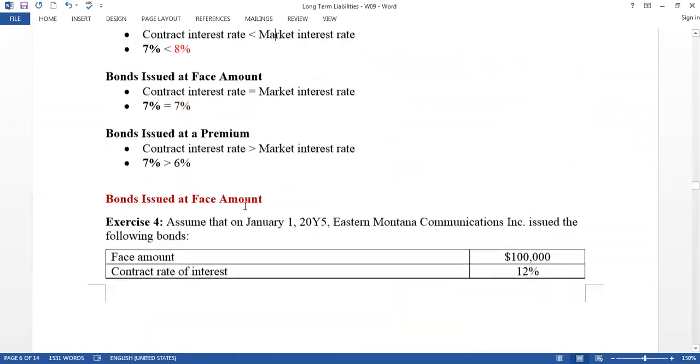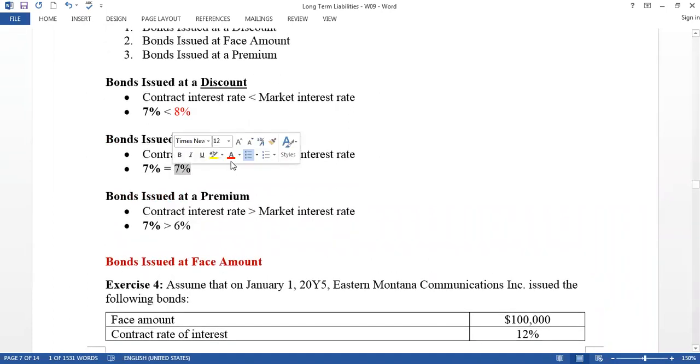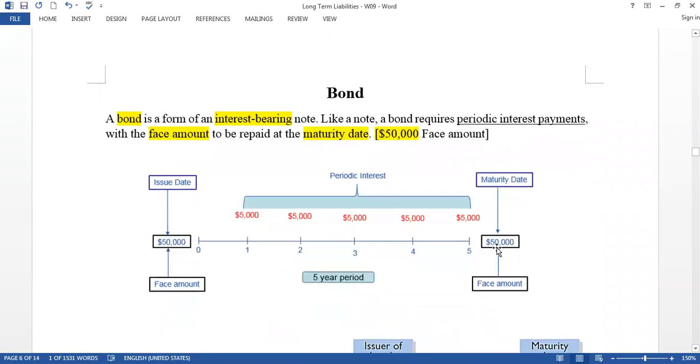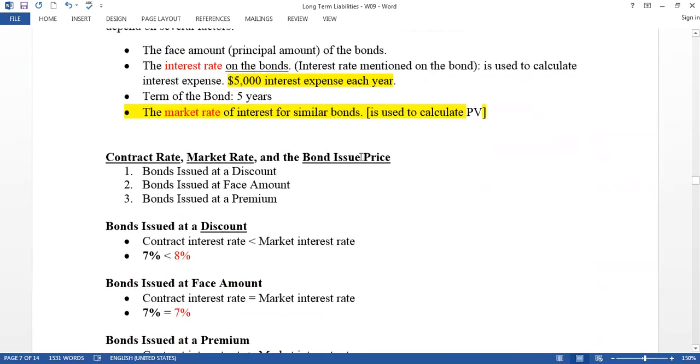So this is mentioned here clearly. Greater than or less than, this kind of thing you have to remember. So look, if market rate and company rate are similar, in future you will pay them $50,000, and today you are going to receive also $50,000. And if it is a premium bond, your rate is 7%, but market rate is 6%. The market needs less money in future, so a premium bond means you are going to receive more money today. So the bond issue price depends on this factor: whether it is a discounted bond, a premium bond, or a face amount bond.